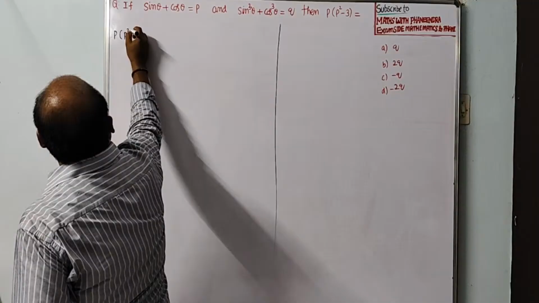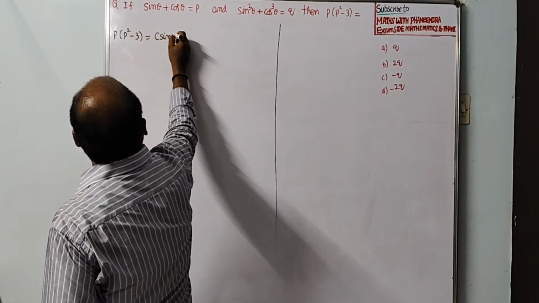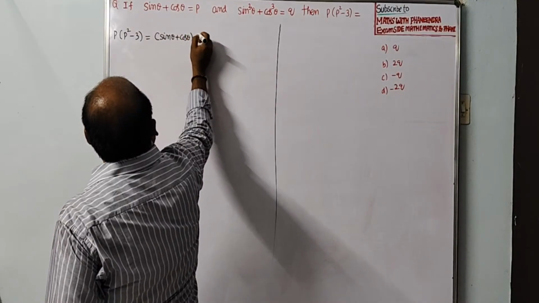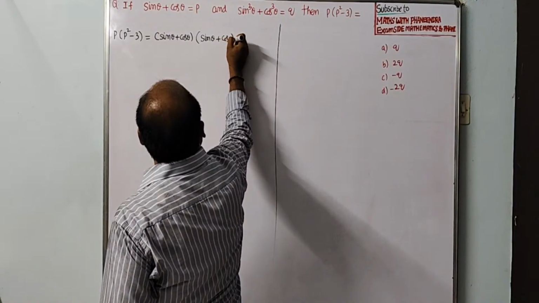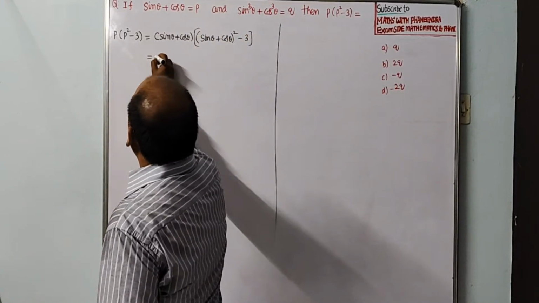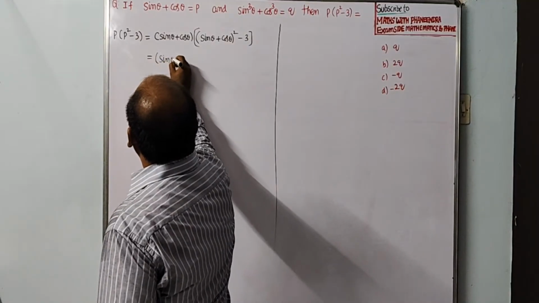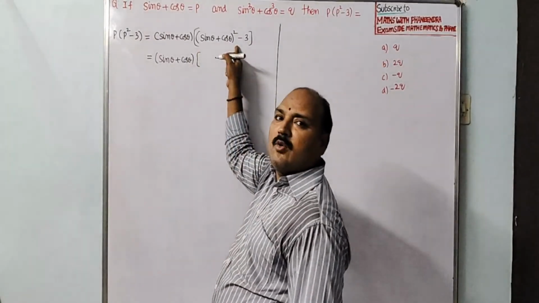P into p square minus 3, that is equal to, p means what? Sin theta plus cos theta, into p square, which means sin theta plus cos theta whole square, minus 3. Okay, so sin theta plus cos theta into (a plus b) whole square formula only.